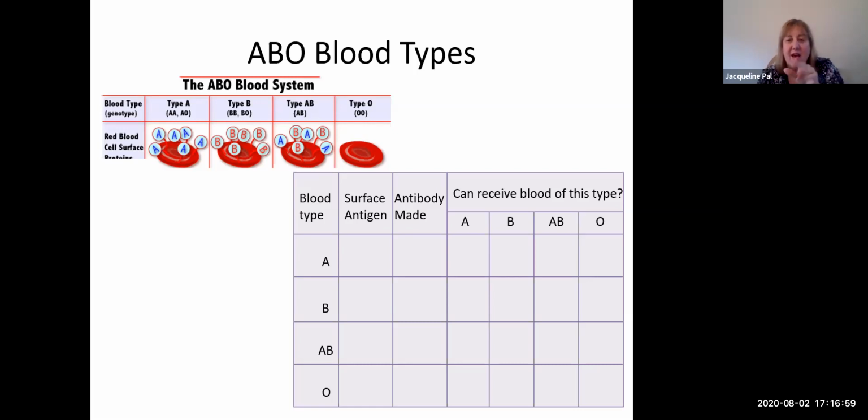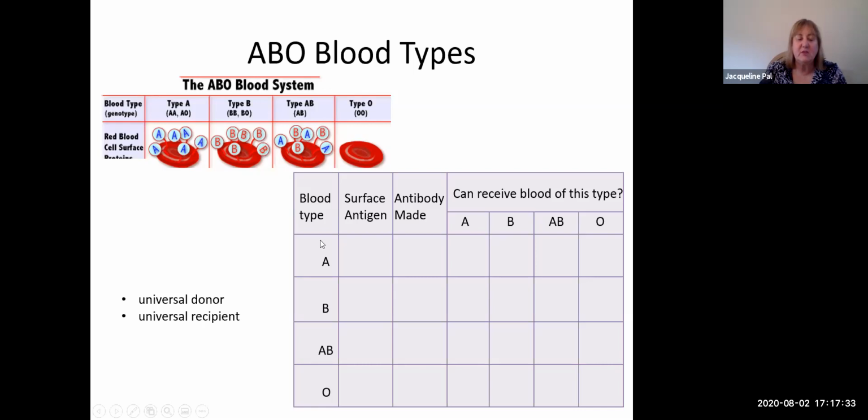And now look at what you have filled out and figure out where is the universal donor. Okay. The universal donor is going to be up here because this is receiving blood. These are the donor types. Which one of these 4 columns has yes all the way down? That's the one that's a universal donor.